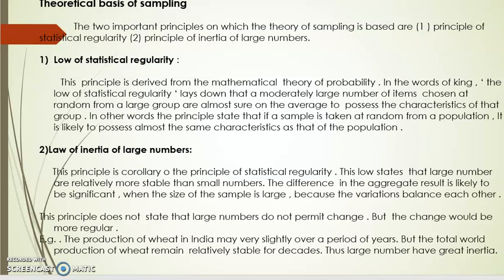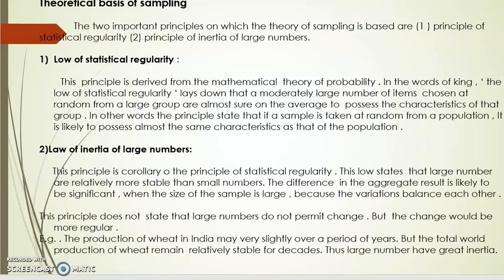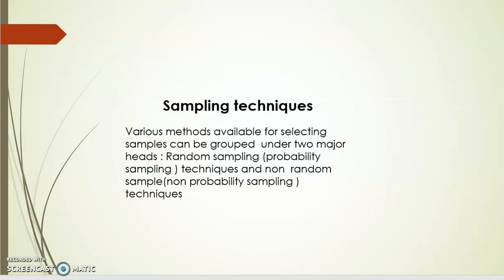And the second is the law of inertia of large numbers. This law states that large numbers are relatively more stable than small numbers. When the size of the sample is large, the aggregate result is very significant because the variations balance each other. And next is the sampling techniques. The major ways of selecting the sample are random sampling and non-random sampling.